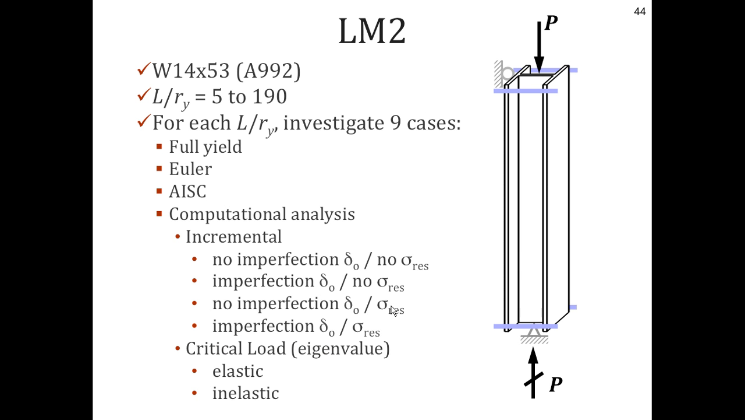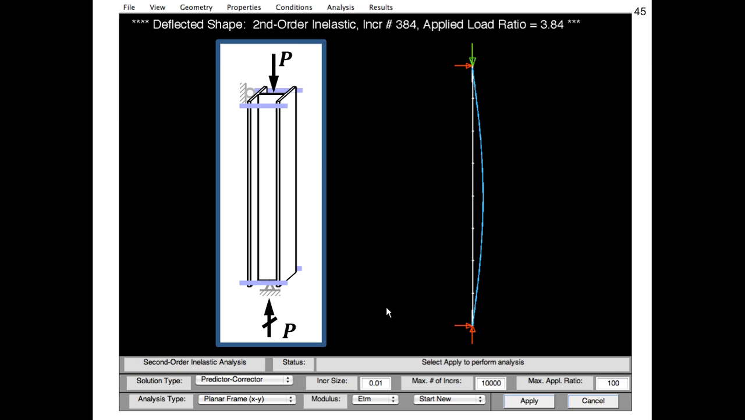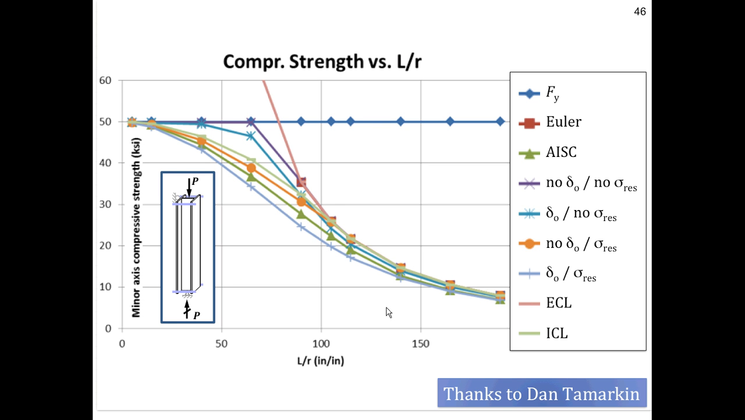So here we are. The learning module is again looking at a whole bunch of different L over R's, slenderness ratios ranging from 5 to 190. We look at a whole bunch of different cases, and when we get to the computational, with imperfections but no residual stresses, no imperfection and residual stresses, and so on, all the way down. From that, and going into MASTAN, we can get column curves, and we can compare these column curves against the AISC column curve. The AISC column curve is the one in green here, and the other column curves are the variations of when you have initial imperfections turned on or off, or residual stresses turned on and off. So you're really running a virtual lab.